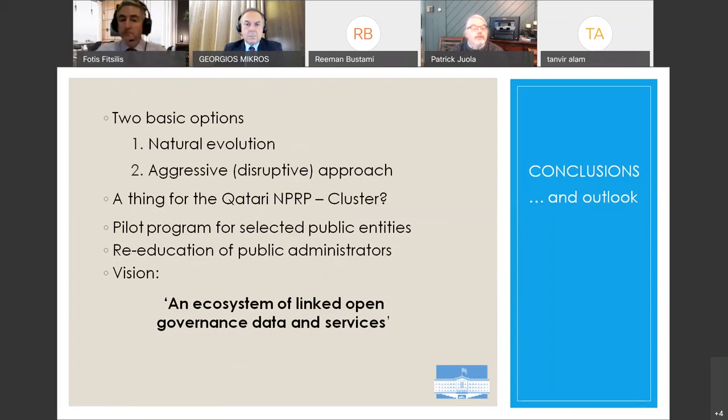Or administrations can opt to have a more aggressive approach. We are talking here about a more disruptive approach: skip certain innovation steps and go right to the state of the art, AI-assisted innovation.